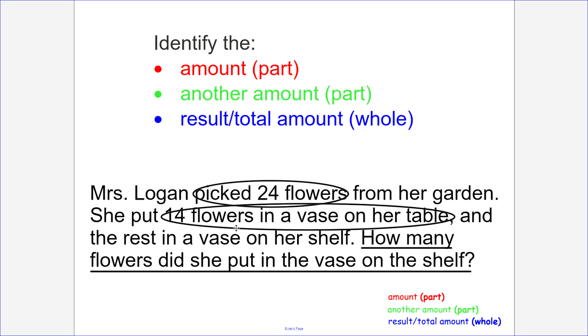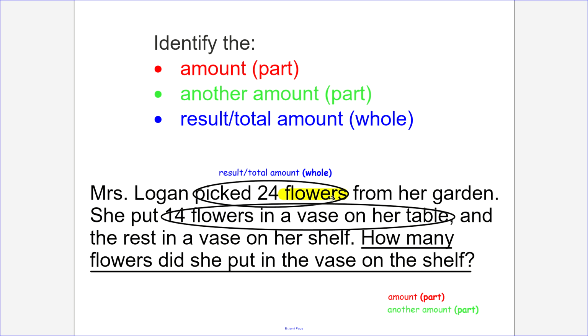She put 14 of those flowers into a vase on her table and the rest in a vase on her shelf. What do you think? Is this one of the amounts or is this the whole? You're right. Picked 24 flowers is the whole because she picked all of the flowers. 24 is all of the flowers. And then she put some in the vase on her table and some in the vase on her shelf. So this 24 flowers is the whole. It's all of the flowers she picked.